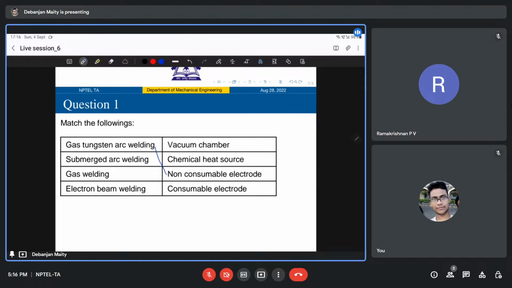And if we see submerged arc welding, the arc is maintained underneath a mass of fusible and granular flux. The flux basically contains calcium oxide, calcium fluoride, and silica that is sintered to form a coarse powder. This granulated flux is then sprayed over the joint to be made. So in submerged arc welding, it is a consumable electrode. Now in gas welding, it will be a chemical heat source.